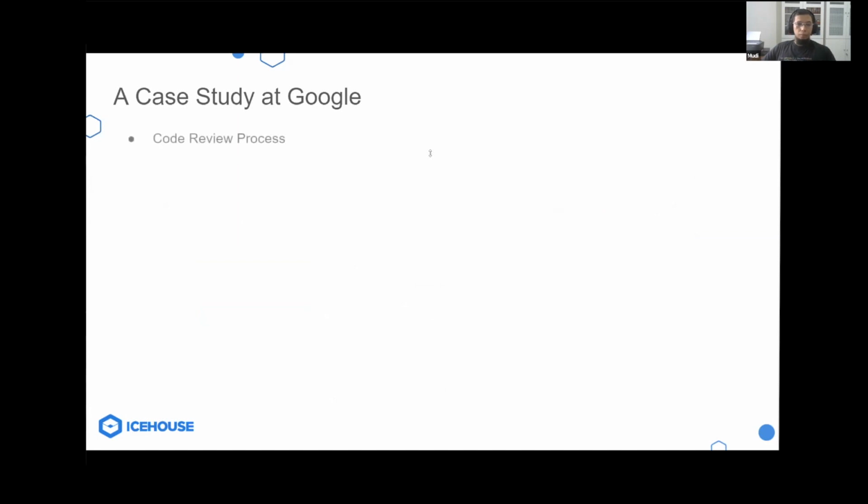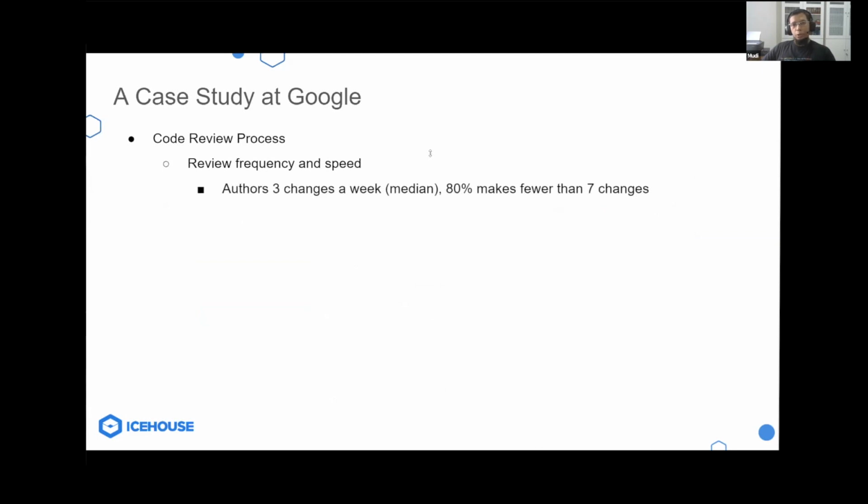So in terms of review frequency and speed at Google, the code review process has the following statistics. The median for code changes being submitted for review is about 3 per week, and about 80% of authors make fewer than 7 changes. Similarly, the median for changes reviewed by developers per week is 4, and 80% of reviewers review fewer than 10 changes per week.